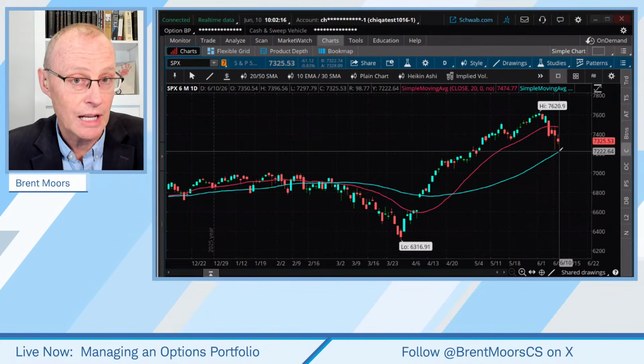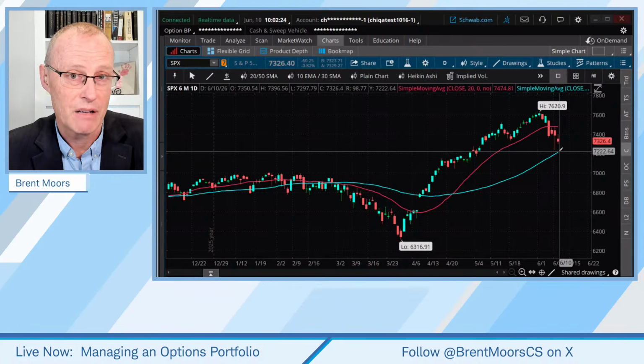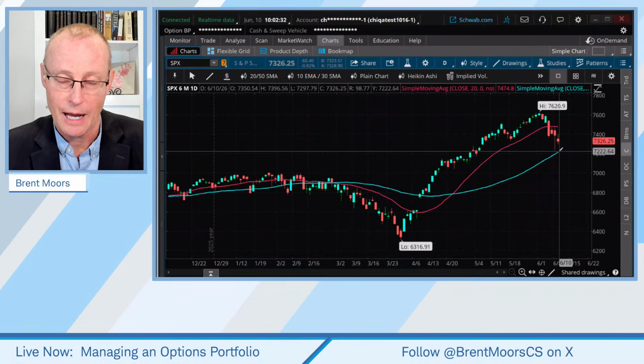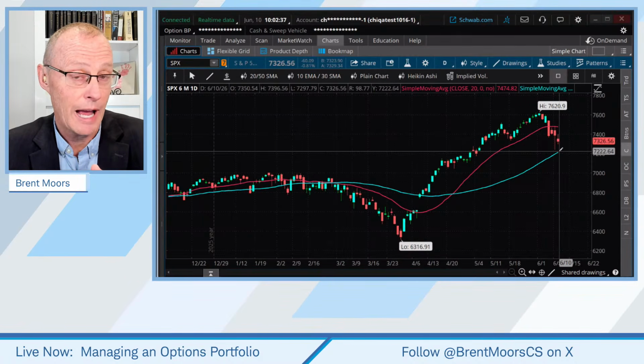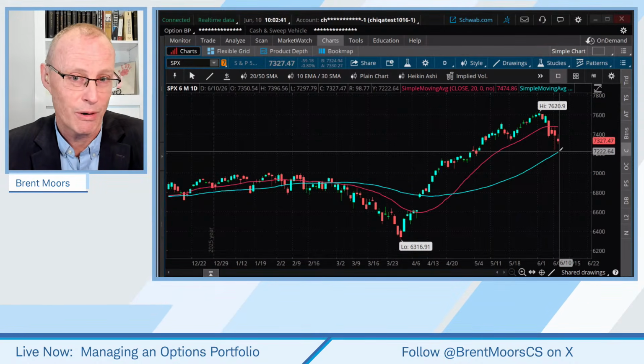If the price of the one you're buying is more expensive than the one you're selling, that's going to be a debit spread. It's going to be a long vertical. When I say debit spread and long vertical, it's the same thing. If the one you sell is a higher price than the one you buy, then that's going to be a credit spread. Credit spread and short vertical are the same thing.